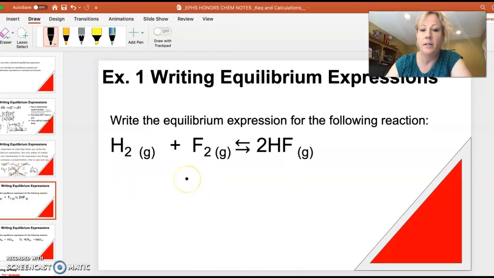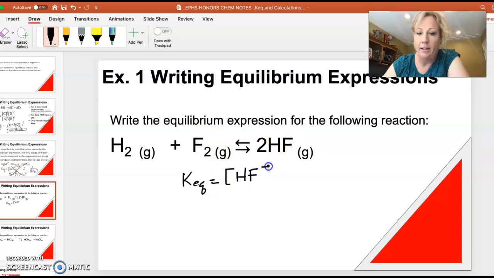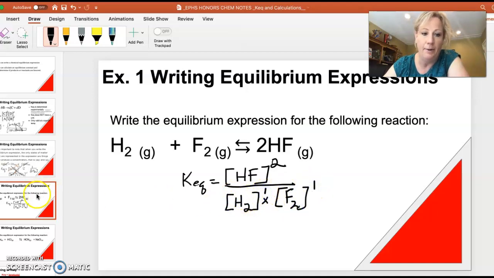So here's another example. If we write the KQ, just some practice, you could pause the video and try it on your own if you want. So I'm going to do my products, and I'm doing the bracket to show that it's molarity. This one is going to be squared. These are all gases, so they're all going to get included in the expression. And then hydrogen molarity times the fluorine. And you can put these to the first power or not, it doesn't matter.